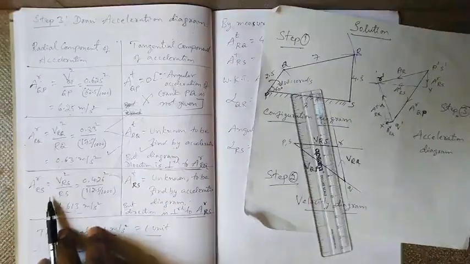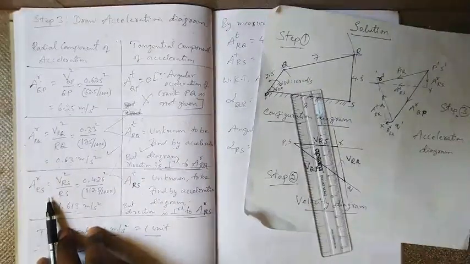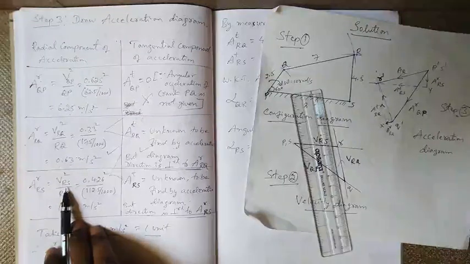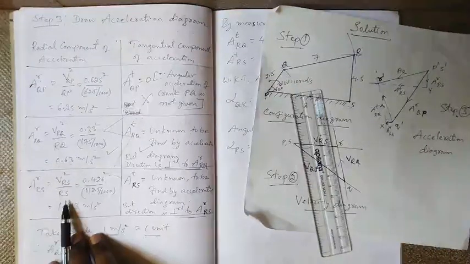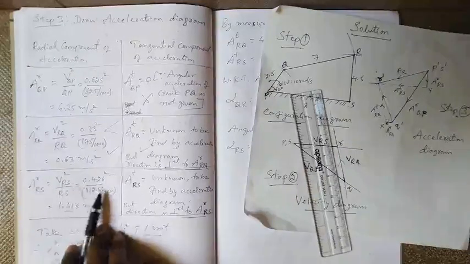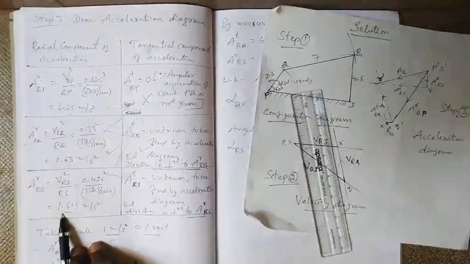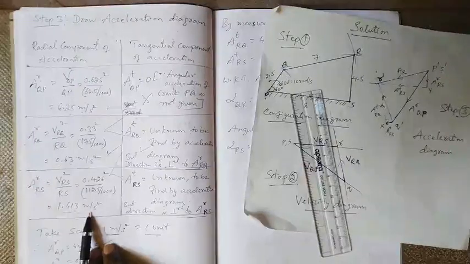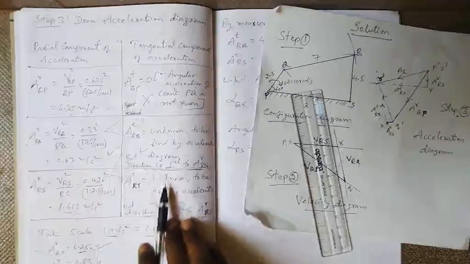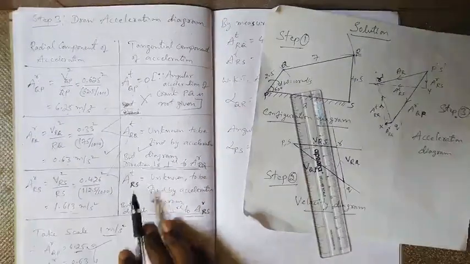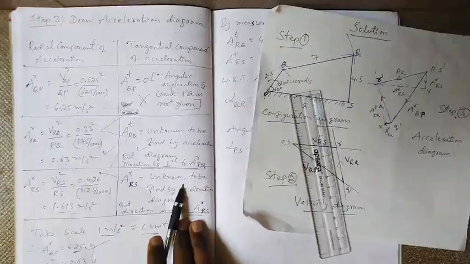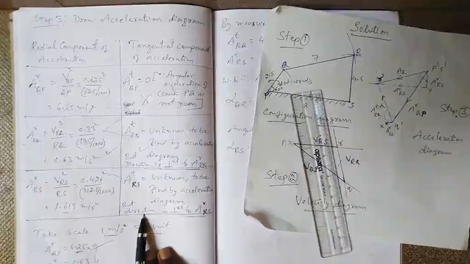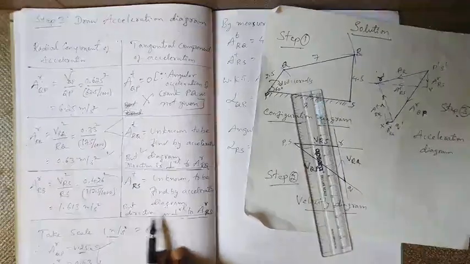Similarly we need to calculate the radial component of RS using the formula velocity of point R with respect to S squared divided by the length of RS, which gives us 1.613 meters per second squared. Then the tangential component is similar to the previous case. The value is unknown but the direction is known for this vector, that is perpendicular to the radial component.